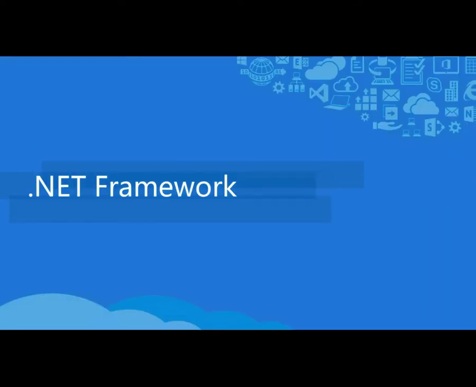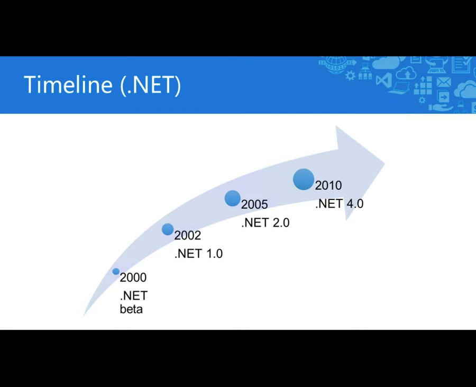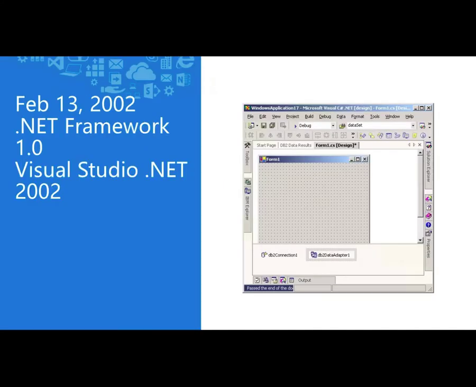.NET Framework itself was initially in beta in year 2000, and 2 years later, Microsoft released the 1.0 release. In 2005, .NET 2.0, and .NET 4 was introduced in 2010. So that's the initial release of .NET Framework 1.0 and Visual Studio 2002. Notice that even though it's the 1.0 release, Microsoft already had almost the best IDE experience to develop Windows applications.